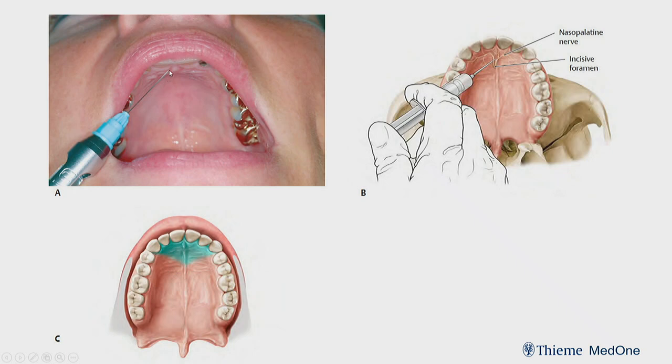Here is the application of the anesthesia to the incisive foramen. It's very painful, be careful. You see that the needle doesn't go directly to the incisive papilla; it goes under and below that, reaching the incisive foramen. And this is the area of innervation and numbness, which is from the central incisor to the canine, only on the palatine side.